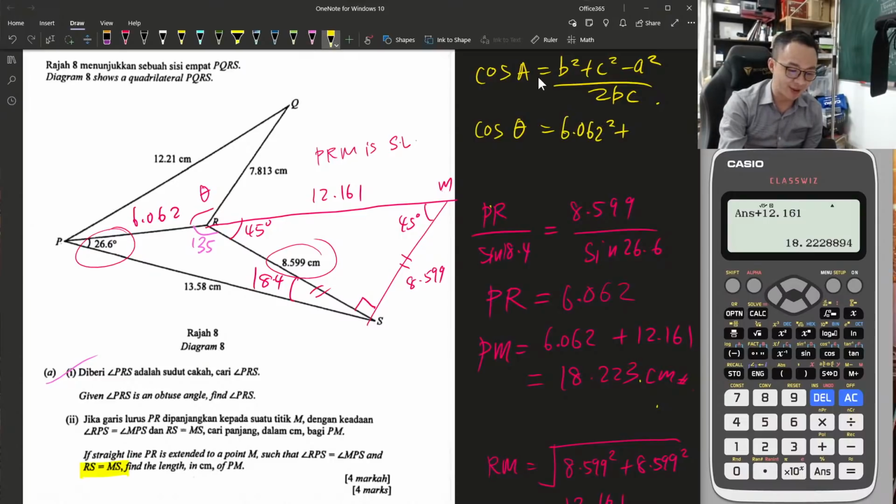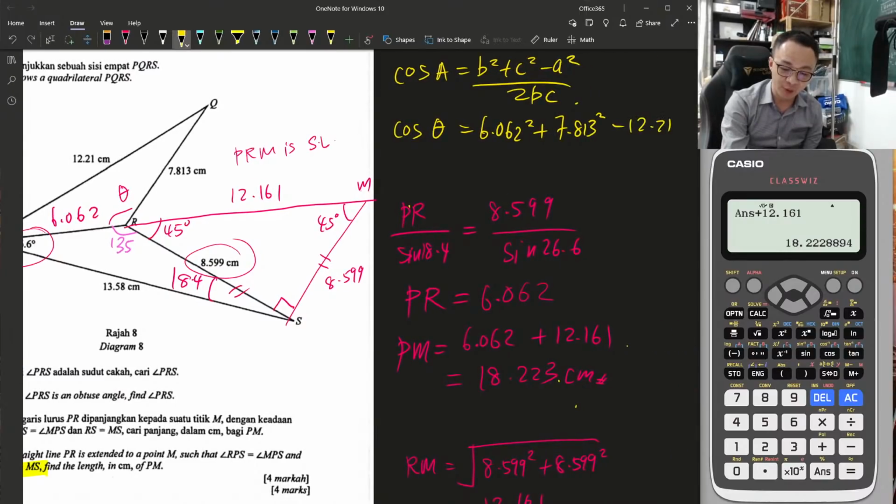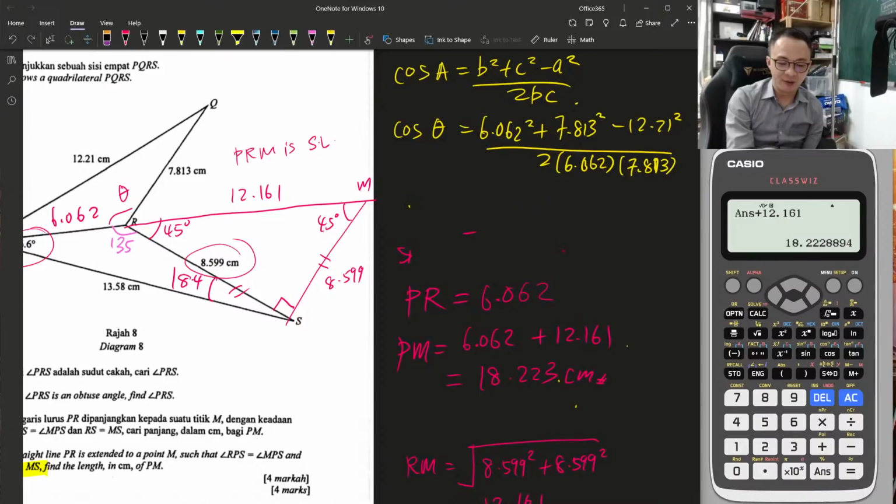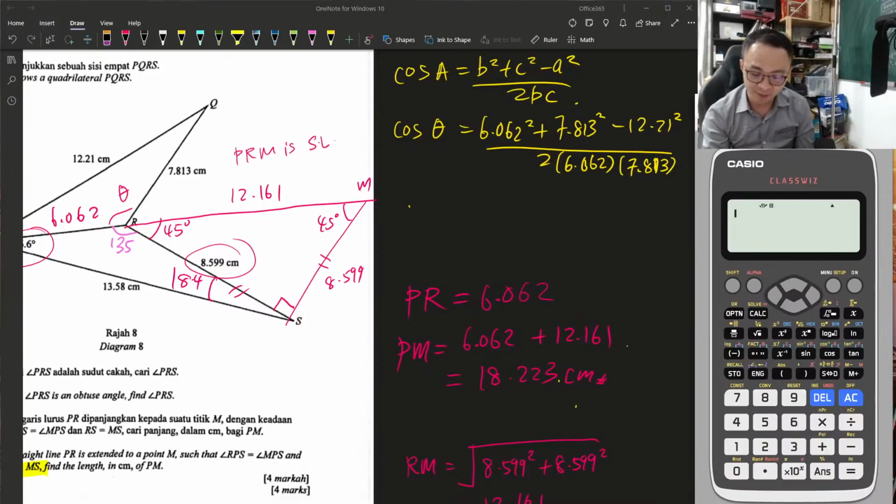So 6.062 squared plus the other side 7.813 squared minus 12.21 squared, over 2 times 6.062 times 7.813. Yeah, a lot of numbers. This might be a reason some students just don't like this topic. Alright, then I can find my theta, I hope so.